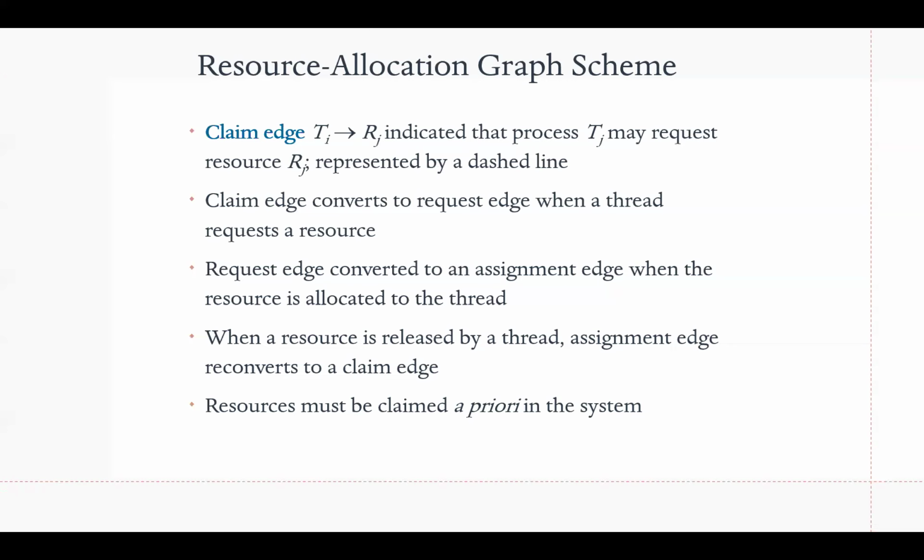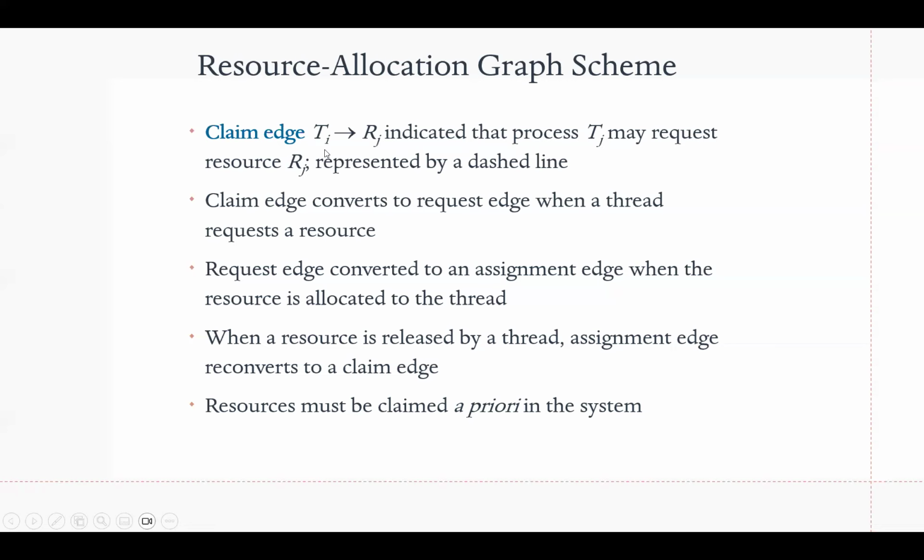First of all, we will start with the case where there is a single instance of each resource type. So we'll continue with the resource allocation graph. As we know, a resource allocation graph consists of the processes and resources as well as the request edge and assignment edge. But when we look at the resource allocation graph from the viewpoint of the deadlock avoidance algorithm, one more edge gets added to this graph, and that edge is called the claim edge.